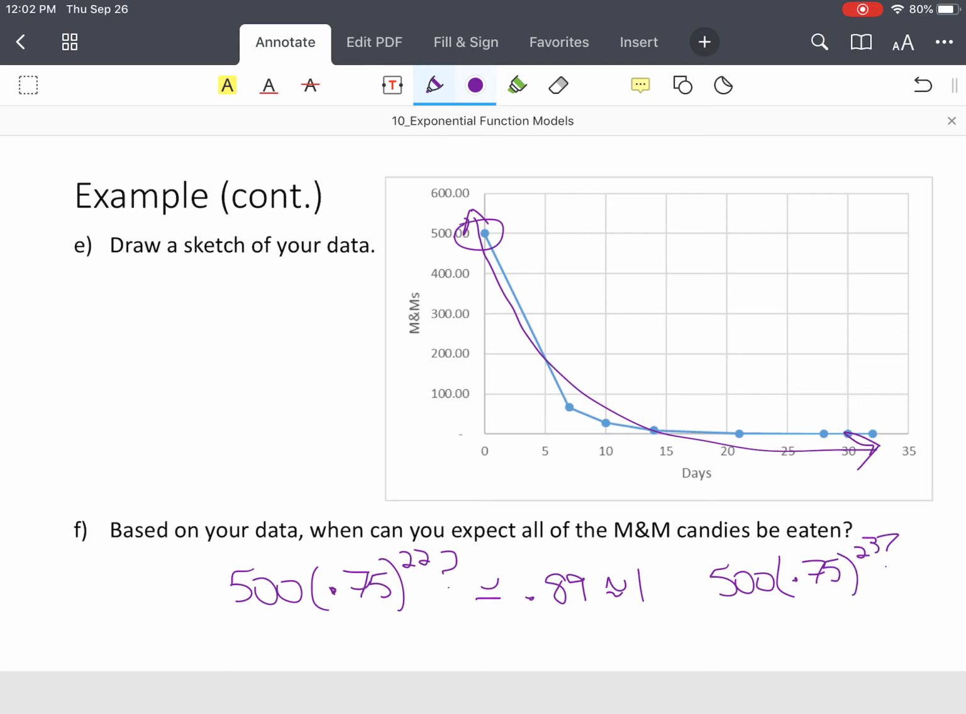So what about 23? Is that a better guess? We will be at approximately 0.67. All right, so notice at a certain point, you can't round. We can't eat partial M&Ms, and if you've ever seen an M&M, it's very small. So we're going to say approximately 22 days. After that 22nd day, all the M&Ms should be eaten. And so that's just a quick demonstration of exponential decay. I hope this helps.